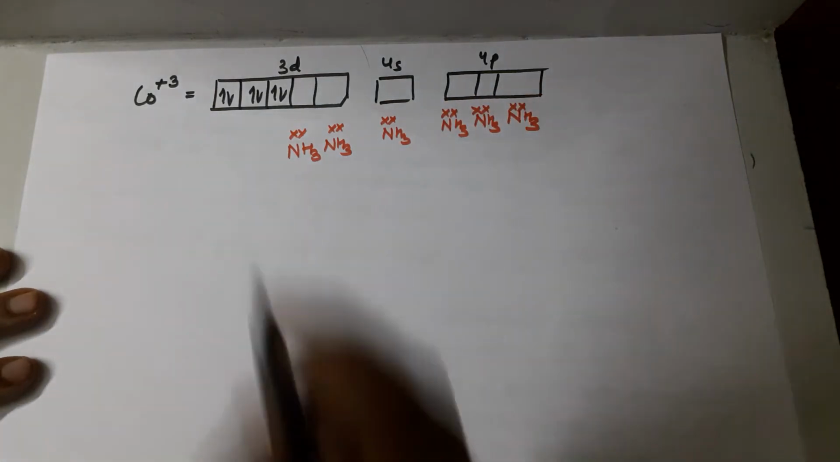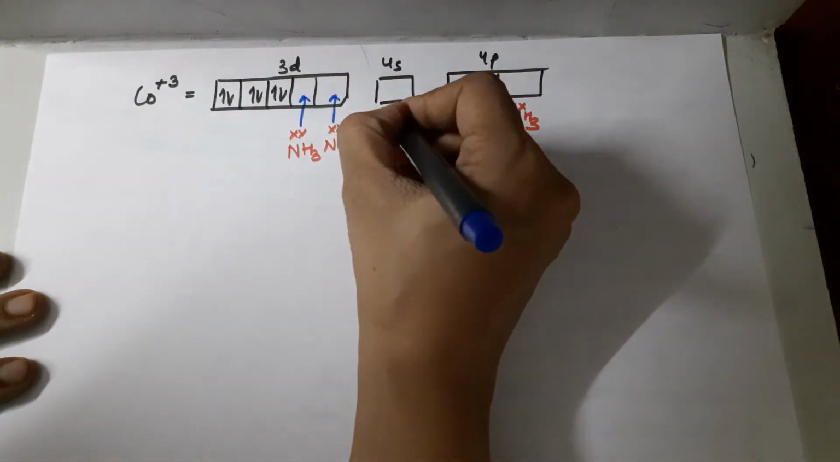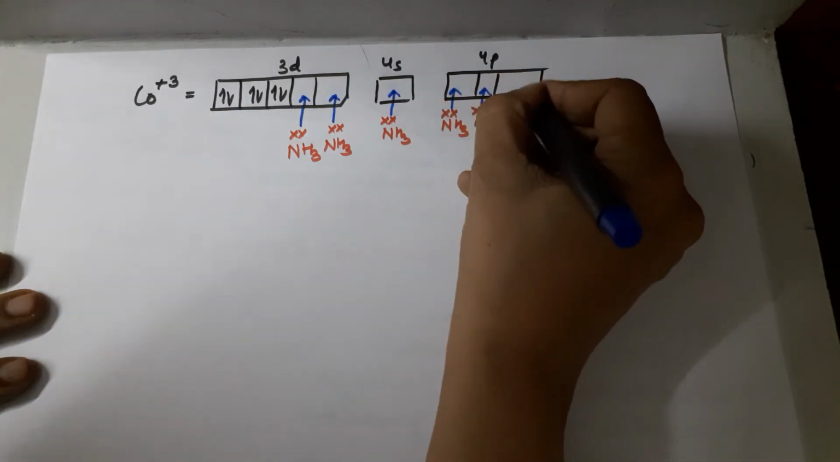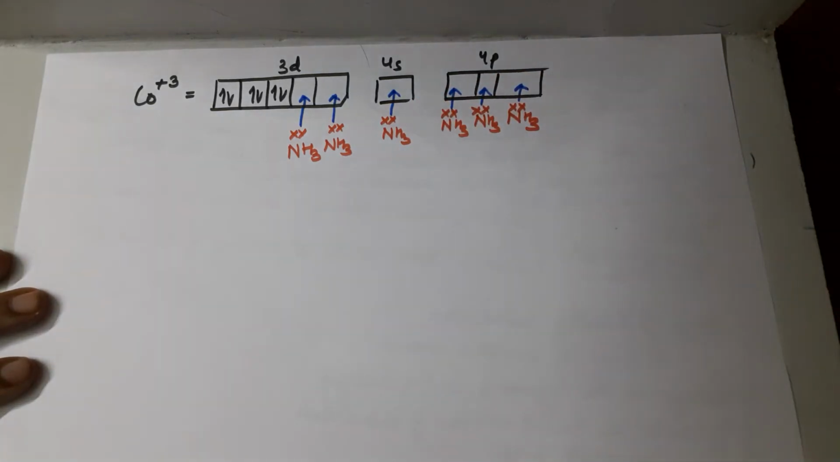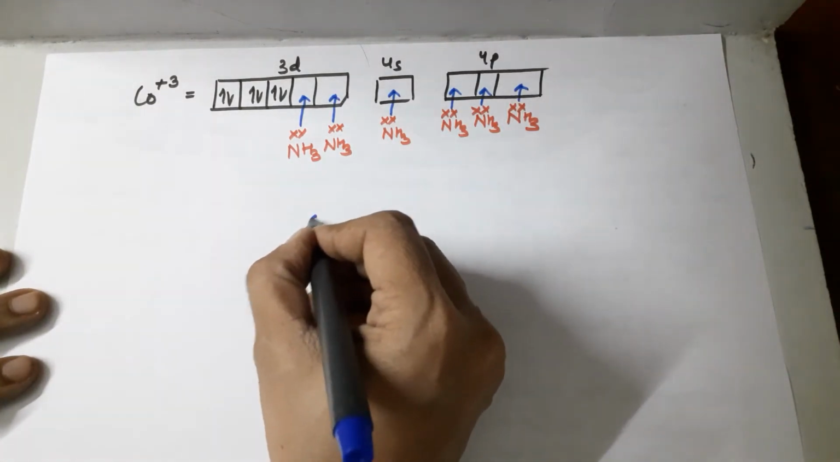Hence, we would form a coordinate bond like this. This is bonded here in this vacant orbital. This is shared with this vacant orbital, and so on and so forth. This is how you would show the bonding. And if you are asked to write the structure down, I would advise you write it like this.